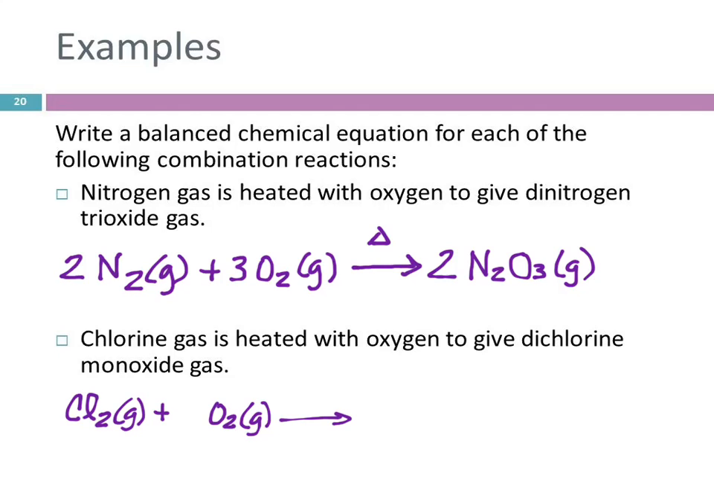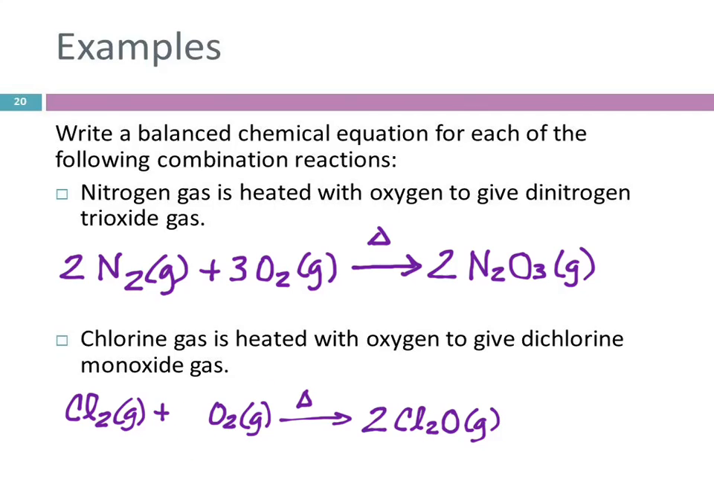The arrow, we're going to have that delta again to indicate that heat was involved. Dichlorine monoxide, what's that formula? Cl2O. Dichlorine monoxide means one oxygen, and that's a gas. Which element is not balanced in this equation? The oxygen. So there's 2 on this side. There's only 1 on this side.